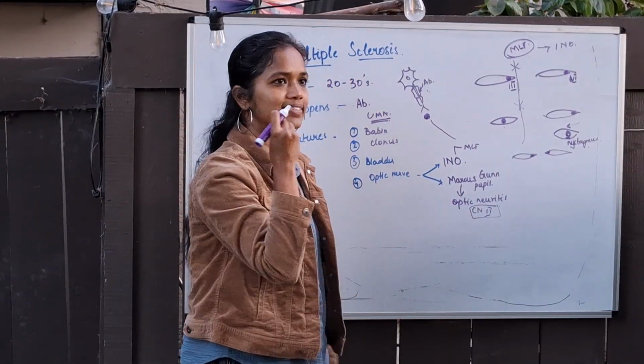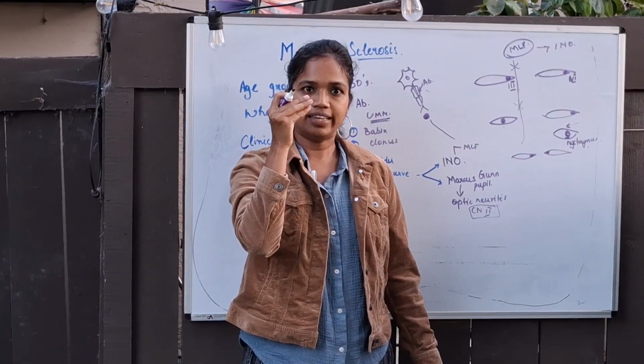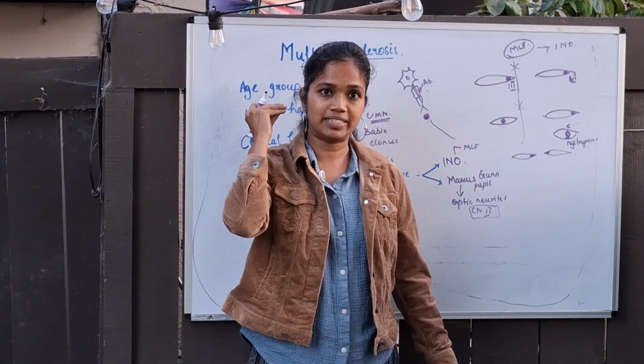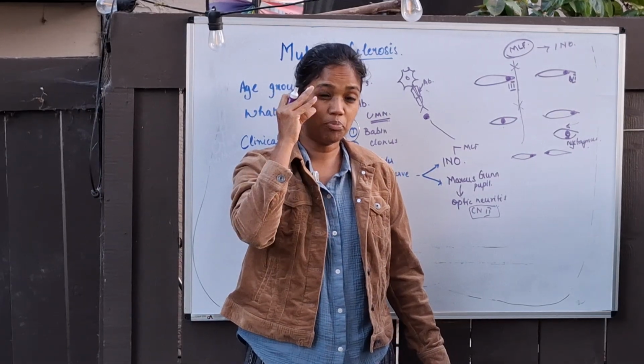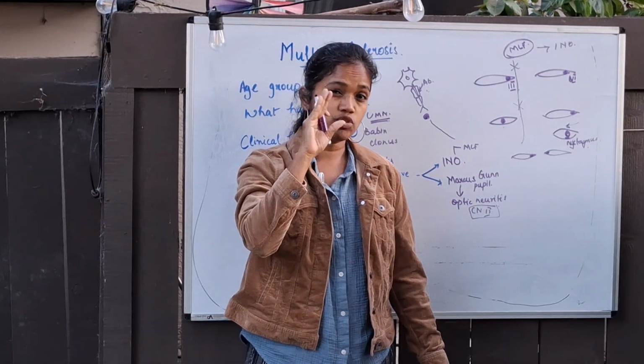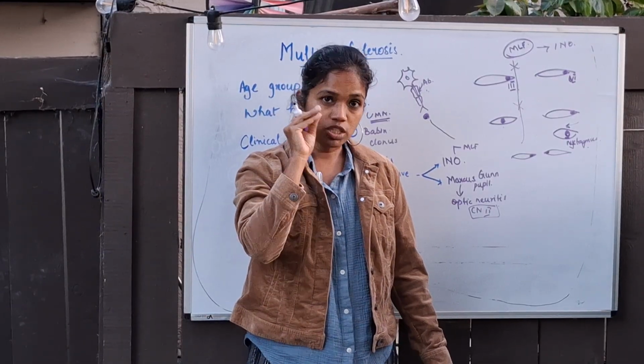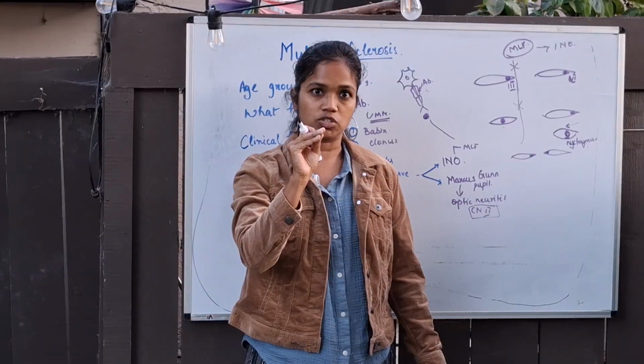So when the light is shone, that is the direct reflex. When the light is shone in the eye, that impulse is taken in by the second cranial nerve and the pupils constrict, so that it decreases the intensity of the light. That constriction is by the third cranial nerve. So this is how the direct light reflex works, right?